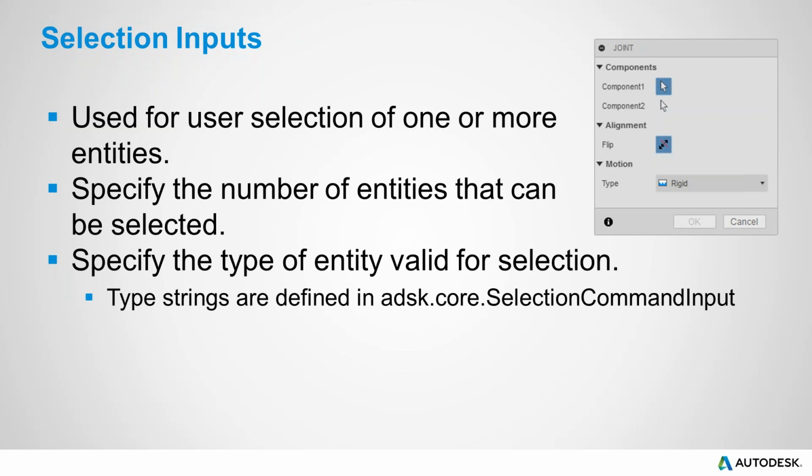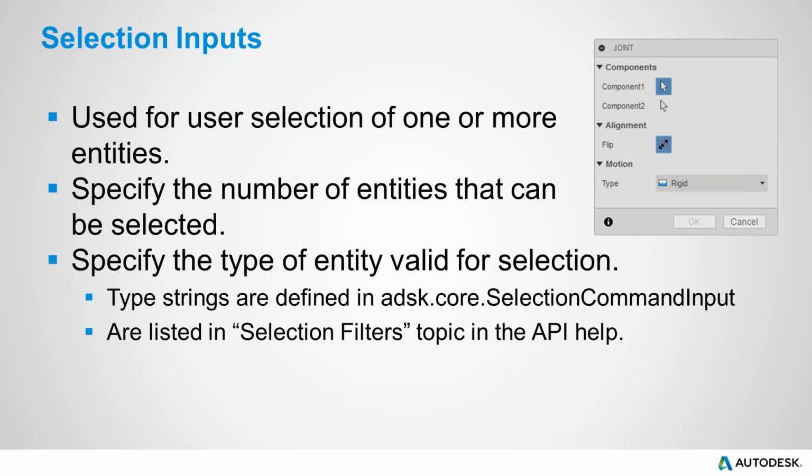And those are defined as a string, and we need to clean this up some in the documentation. It's not clear right now, but on the selection command input object itself, there are some strings defined inside it, and so that would be the best way, but it's not obvious right now that they're there. The filters are also listed. There's a topic in the API help called selection filters, and that's probably the best place to go right now to see what filters are supported and what the string is.